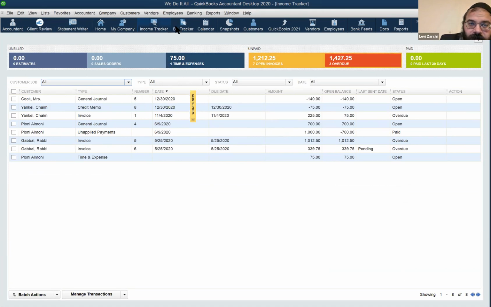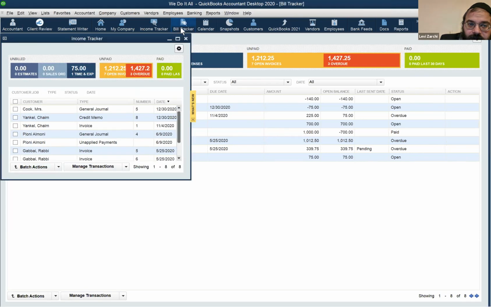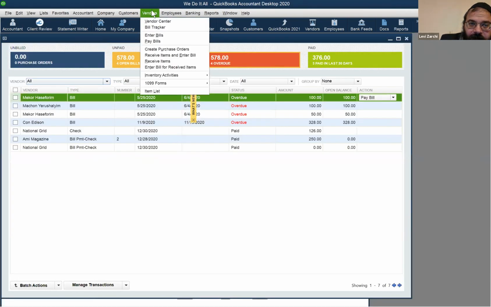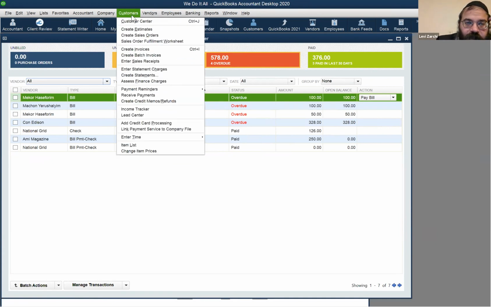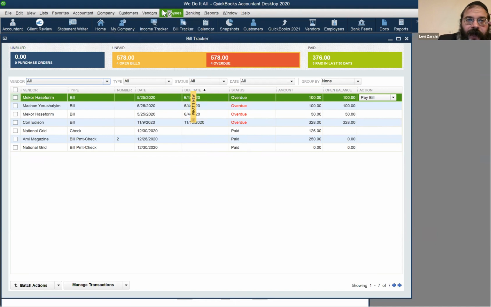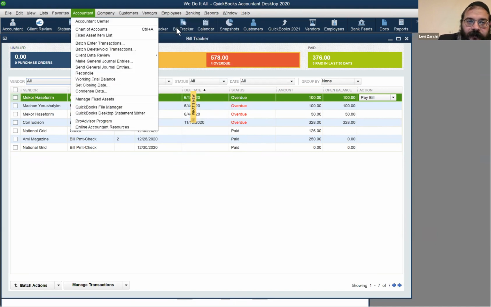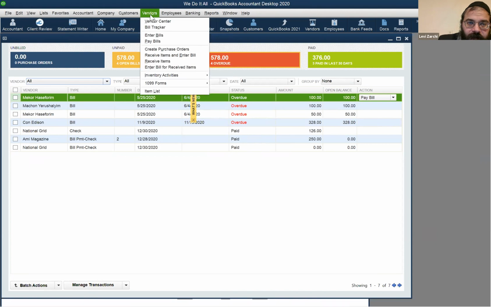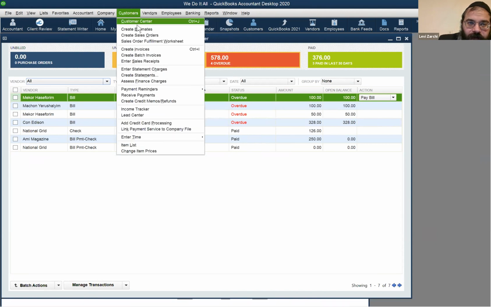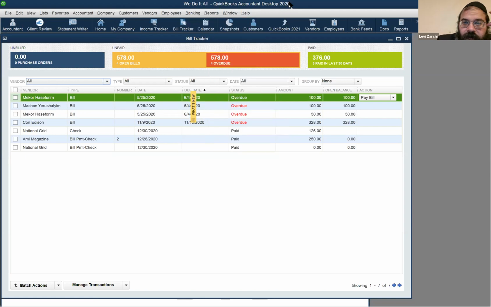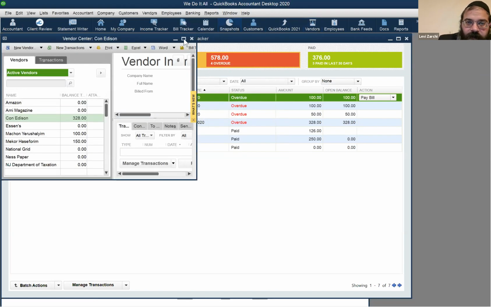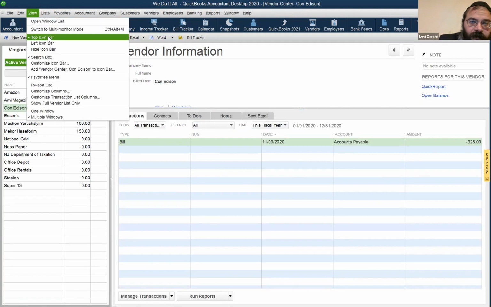We also have our bill tracker. Instead of going to vendors in the drop down, it basically reshifted things. Right now you have the customers, and it moved some of the options from the top drop down into icons. That's why we have a bill tracker and an income tracker. It is still there. Customer centers take us quickly to the vendor center with one click. So that's one of the reasons why you would have the icon bar in the view.